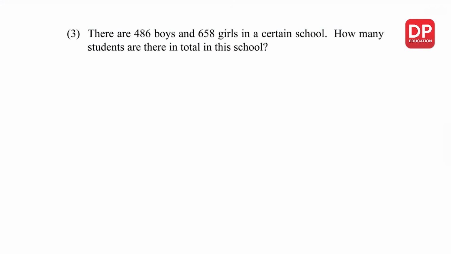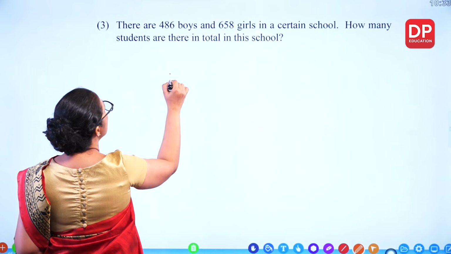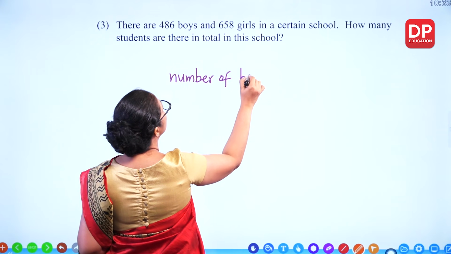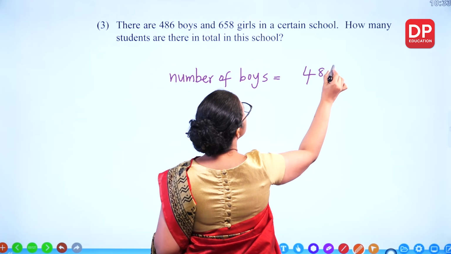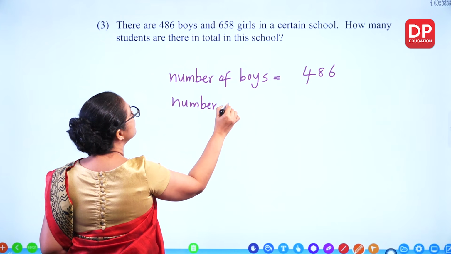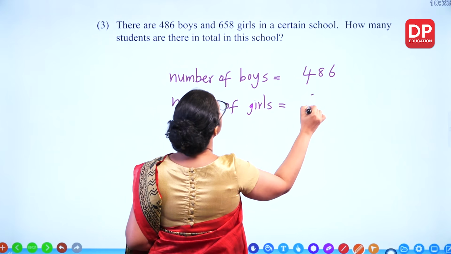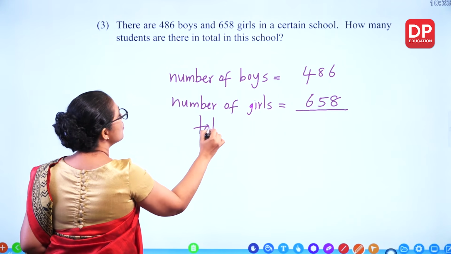There are 486 boys and 658 girls in a certain school. How many students are there in total? So you have to add number of boys, 486. Number of girls, 658. Total number you need to add.